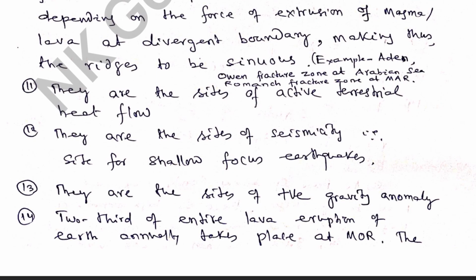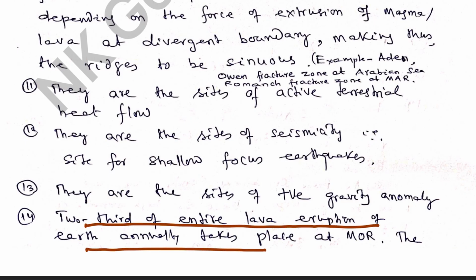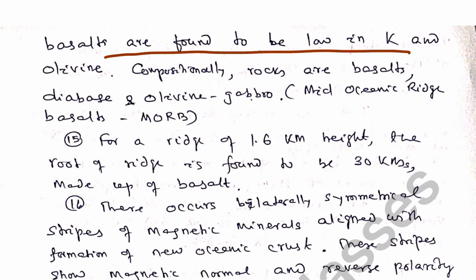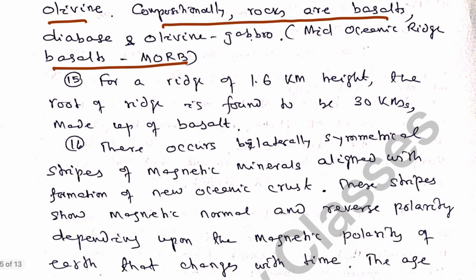Two-thirds of the entire lava eruption of the Earth annually takes place through mid-oceanic ridges. That we have to remember. Two-thirds of the entire lava eruption that takes place over the Earth annually takes place through the mid-oceanic ridges. The basalts are found to be low in potassium and olivine. Compositionally, the rocks are mid-oceanic ridge basalts.